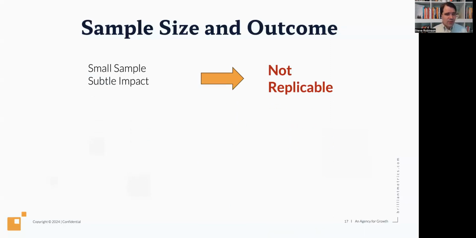The way to think about this is, if I have a small sample, meaning there is a small number of people that are going to see my ad, or there's a small number of visitors to my landing page or web page, and the impact of my change, A versus B, is subtle, I'm probably not going to be able to replicate any result I get. A might beat B or B might beat A today in the test I just ran. But if I rerun that test again next week, I'll get a completely different result.